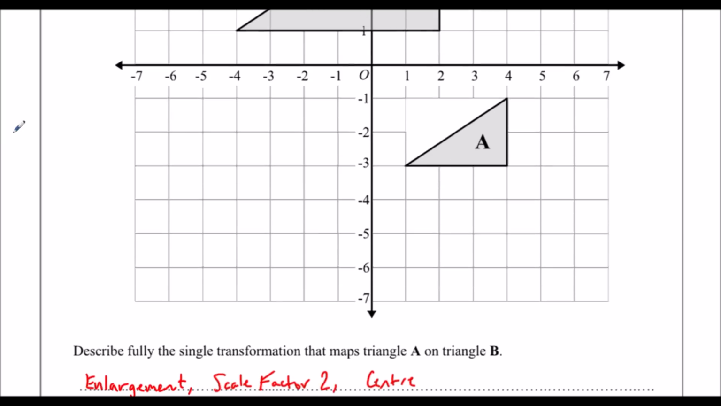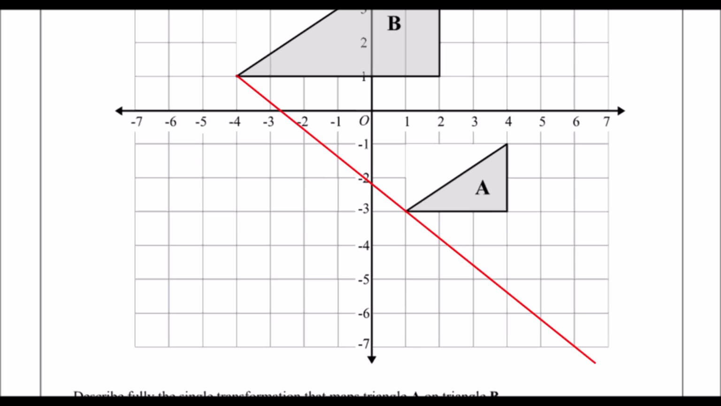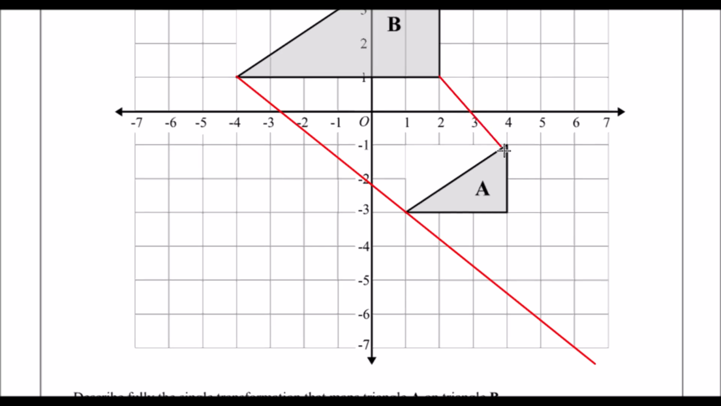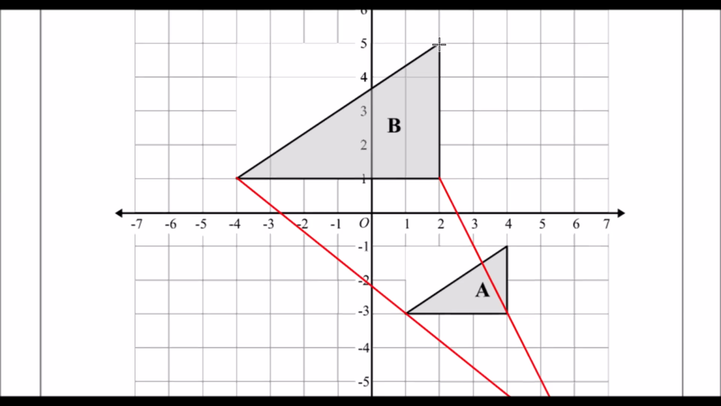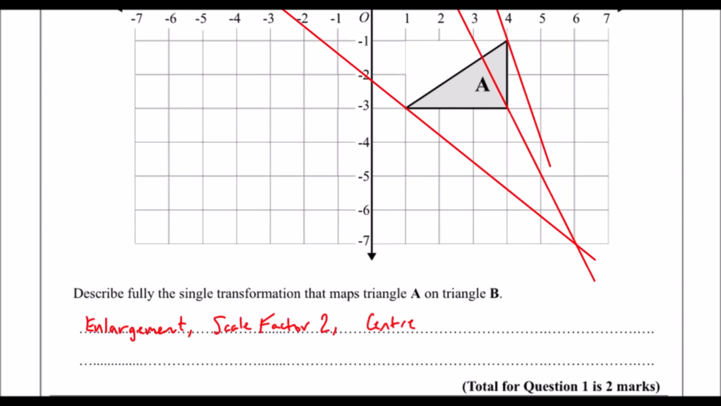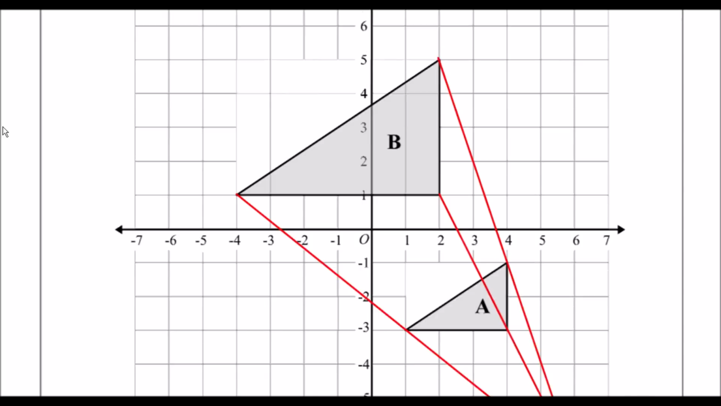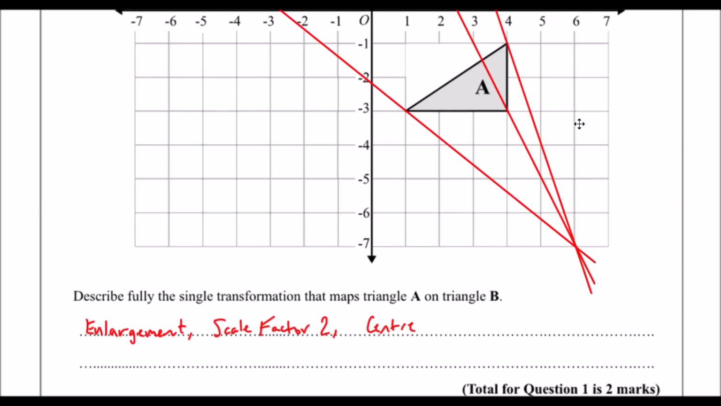To find the center, we can join up points. So this bottom corner here, join with its corresponding point. We'll join the bottom right corner with its corresponding point and the top right corner with its corresponding point. And they should all meet at the same place, which will be down there. So they're all meeting at the same place, which is at 6, negative 7. So the center is at 6, negative 7.